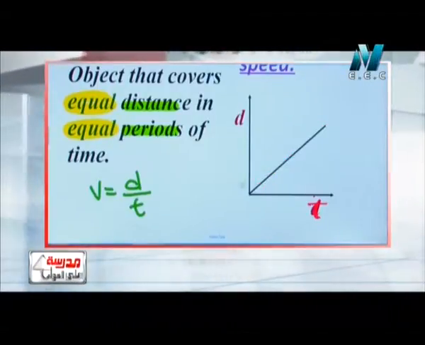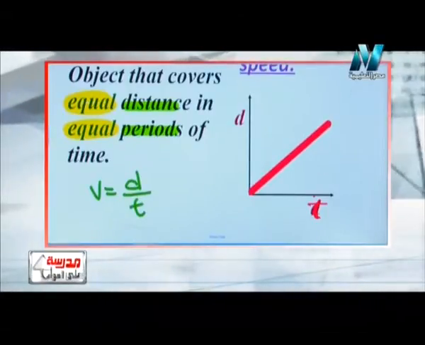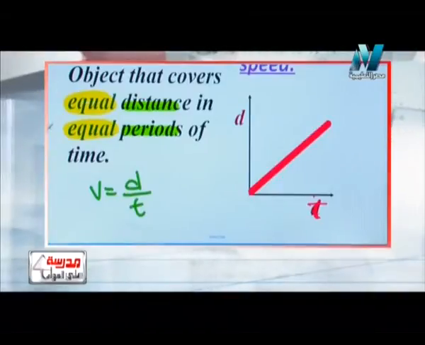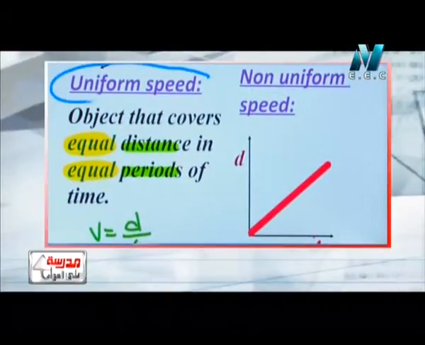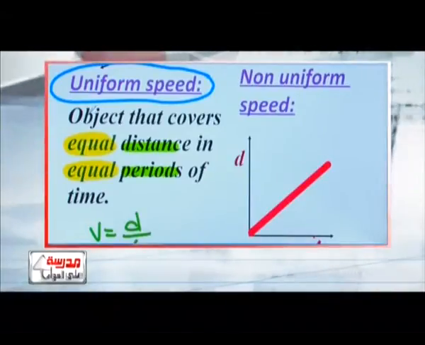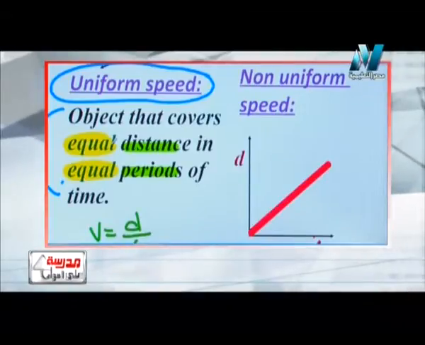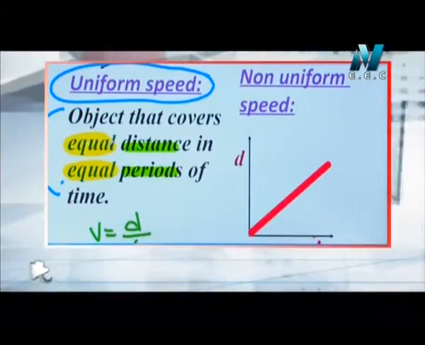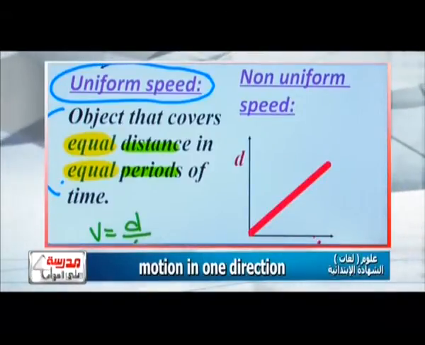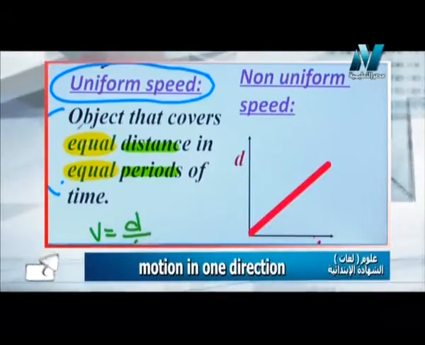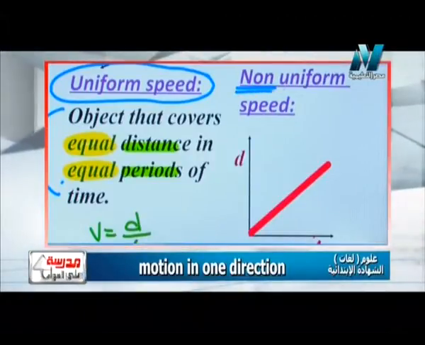Here we talk about uniform speed, or regular speed. So if we have any give reason and this give reason contains uniform speed, we answer by using this definition: a body covers equal distances at equal periods of time. And we have another type here, non-uniform speed.